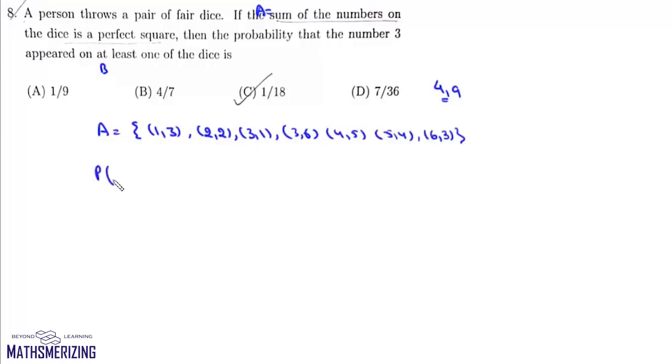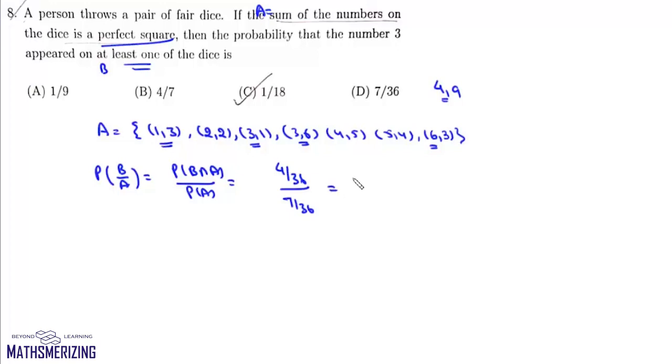Now we need to find this probability B by A, and probability of B by A is probability of B intersection A upon probability of A. Now B intersection A is the sum on the numbers must be a perfect square and it should have at least one 3. So it will be 1, 3, 3, 1, 3, 6 and 6, 3, which is 4 by 36, and probability of A is 7 by 36.